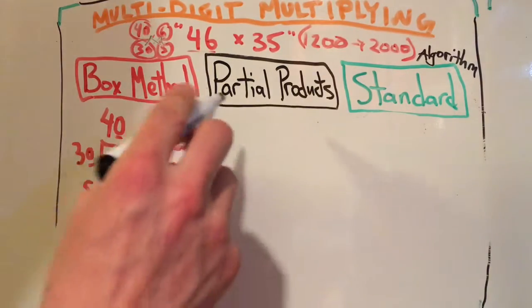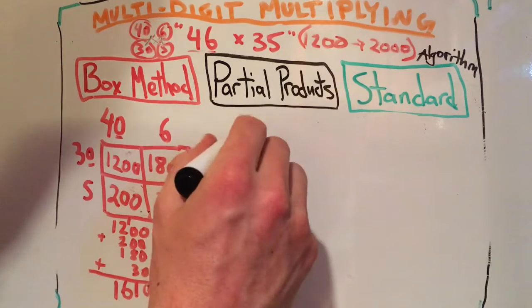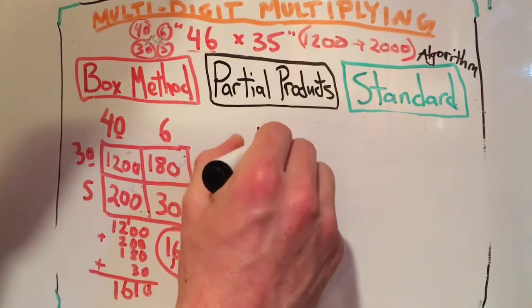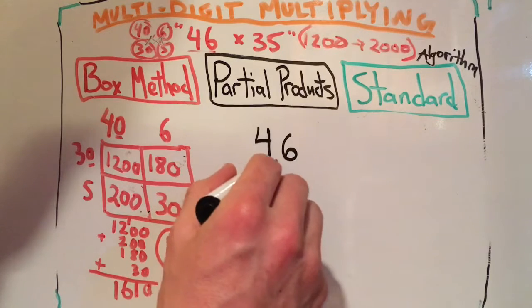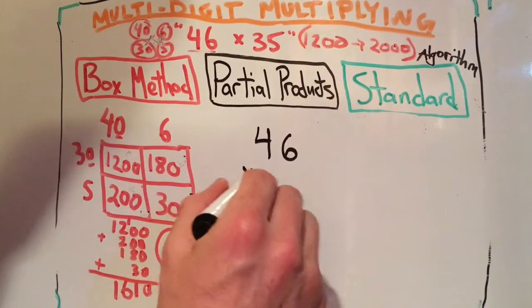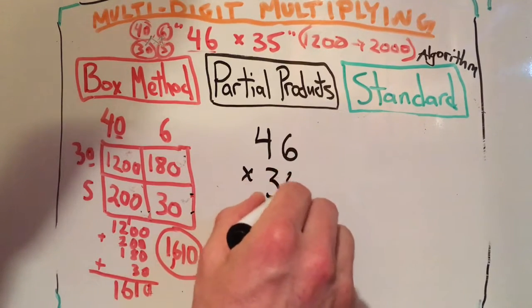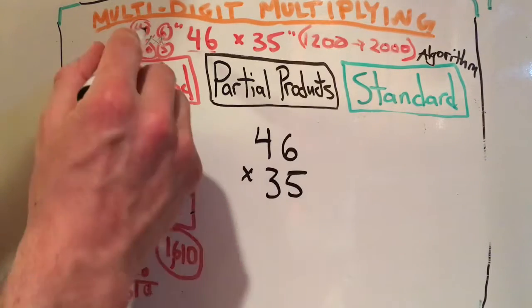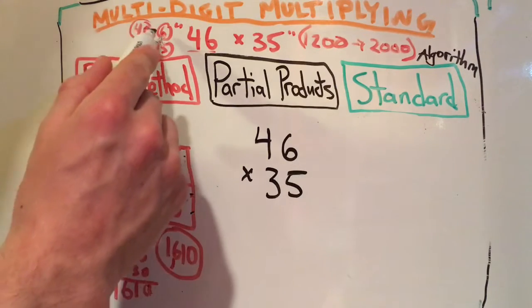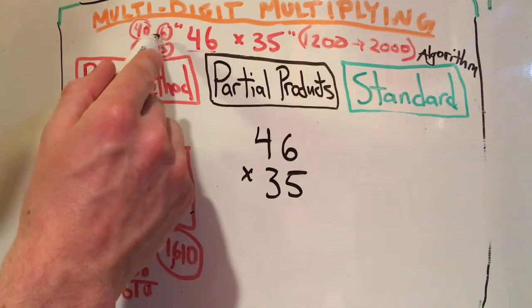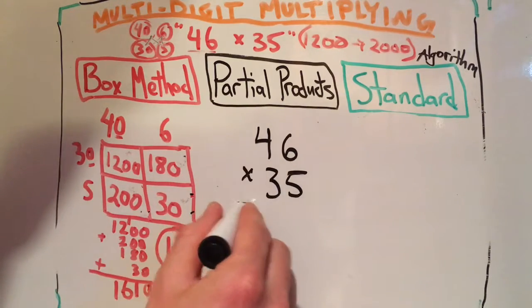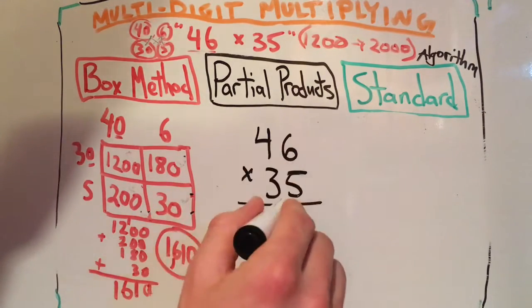Now, we're going to do the partial products method, and we are still going to keep treating 46 as 40 and 6. When we multiply it by 35, we're going to keep treating 35 as 30 and 5. And we're going to multiply both parts of 46 by both parts of 35. We're going to keep track of the work a little differently.